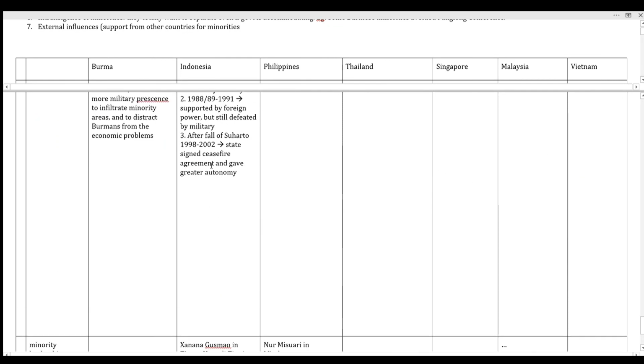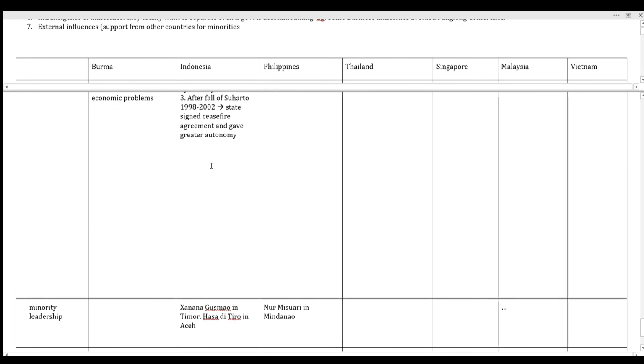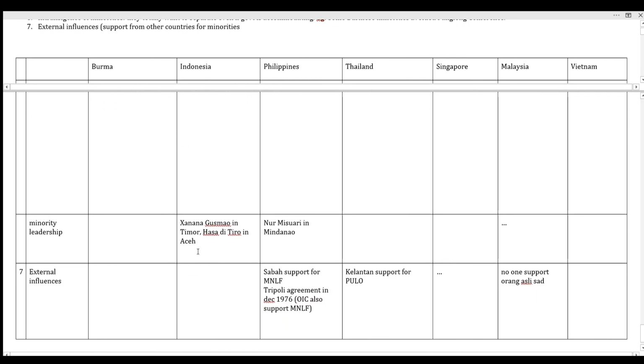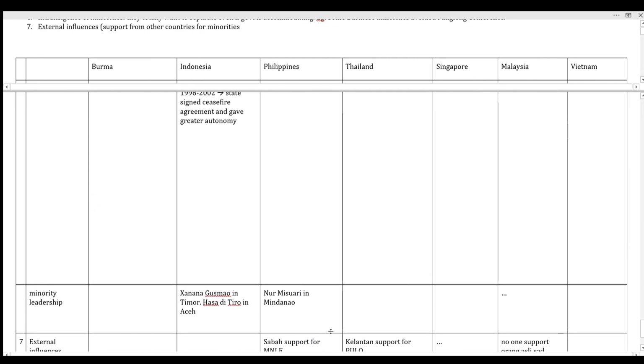So in terms of leadership, which is quite important, because if you don't have good leadership, then you cannot get stuff done. So here in Indonesia, we have these people who are pretty good leaders. They help to get something done for their region. So you can read it yourself.